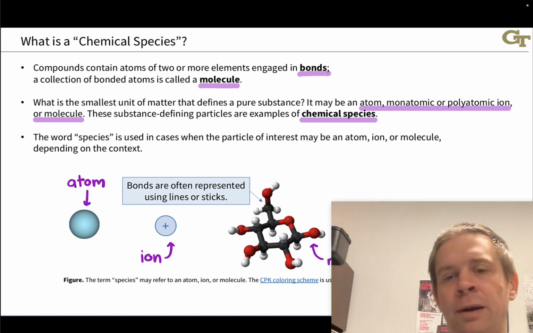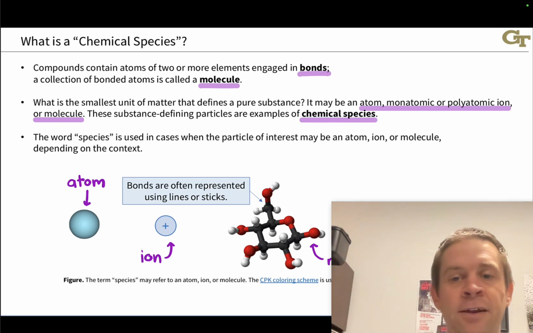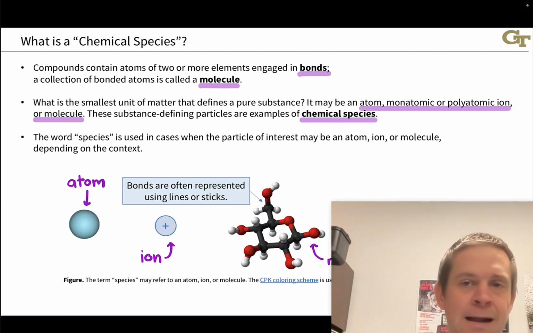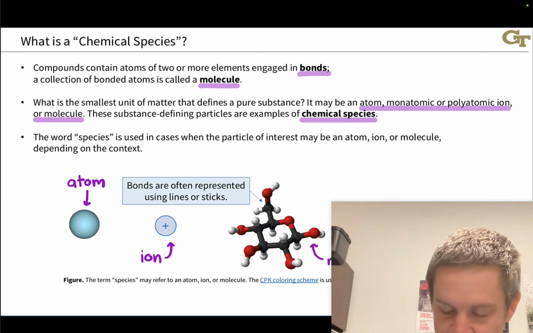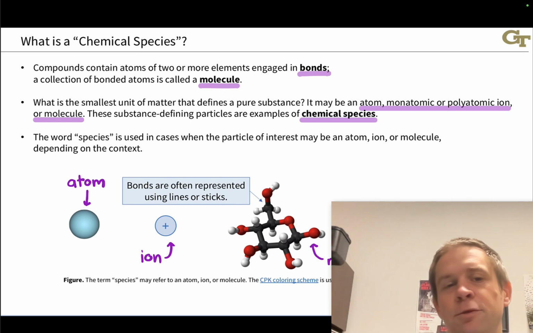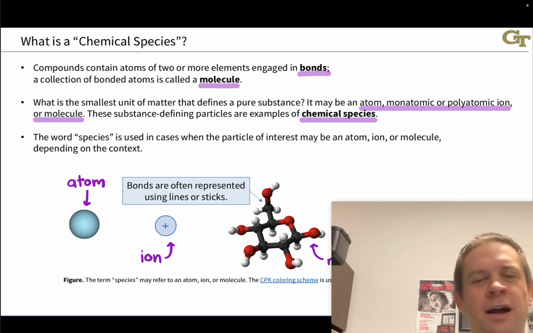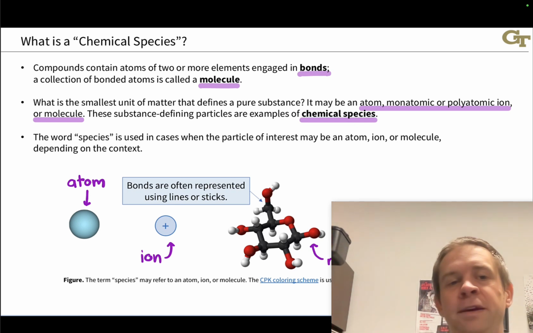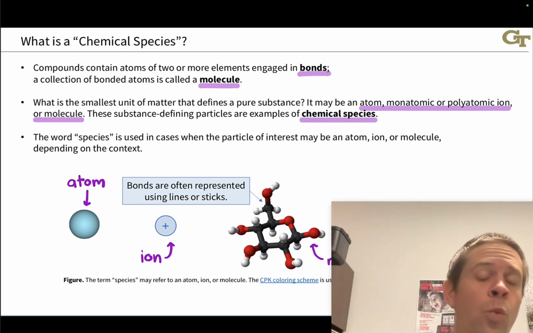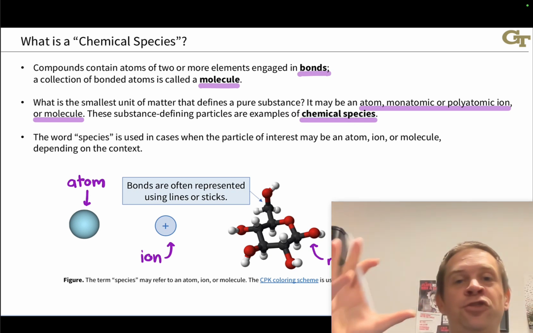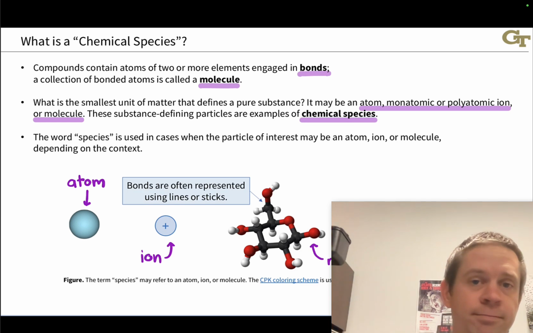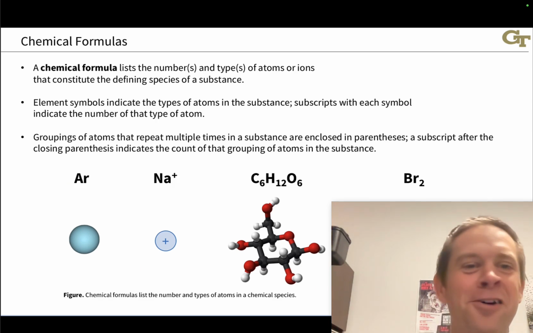You'll also see molecules represented in a space-filling way where the spheres are generally larger and they're overlapping with each other to indicate a bond. So here, for example, in this dibromine molecule, we have a bromine atom here, and this overlap indicates a chemical bond between the atoms. We'll see these submicroscopic representations. Again, the point for now is that these are all examples of chemical species, and we typically use this word species when we want to describe a very general phenomenon that applies whether we're thinking about an atom, molecule, or ion.